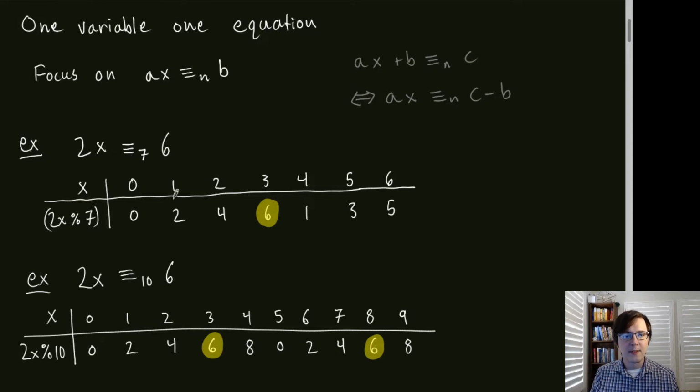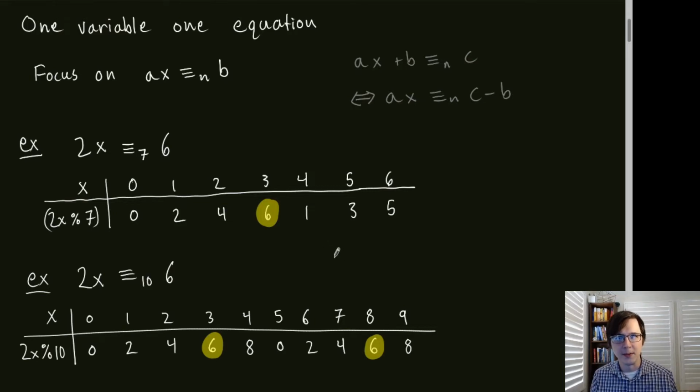Okay, so two motivating examples for these. They're going to motivate various features we're going to see along the way. They are 2x is congruent to 6 modulo 7, and 2x is congruent to 6 modulo 10.